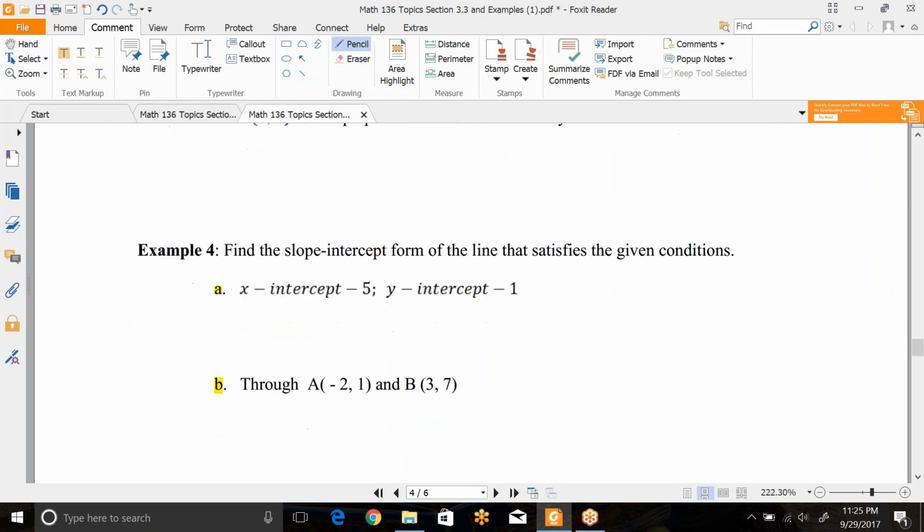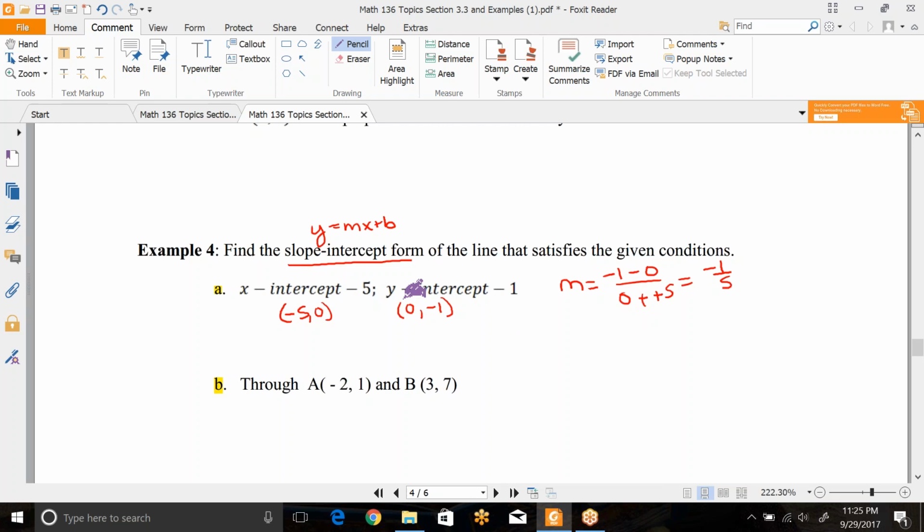Okay, example 4 asks us to put all of our final answers into slope-intercept form instead of general form. So our final answer should look like this. And we have this x-intercept of negative 5, so we can write that as an ordered pair. A y-intercept of negative 1, so we'll write that as an ordered pair. If you have 2 points, you can use them to find your slope. So that would be negative 1 minus 0 over 0 minus negative 5. So that's negative 1 over 5.